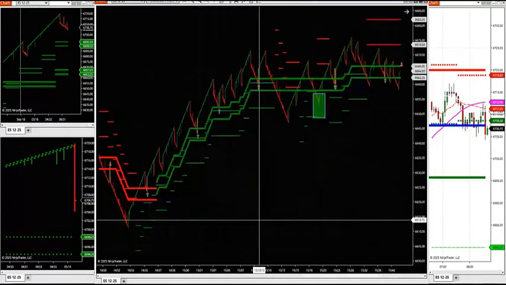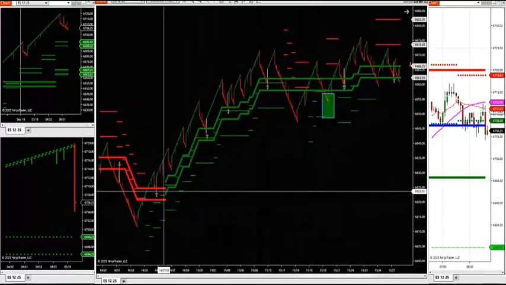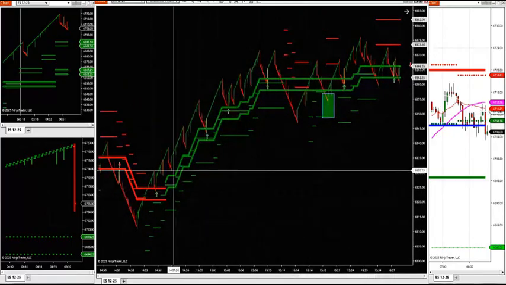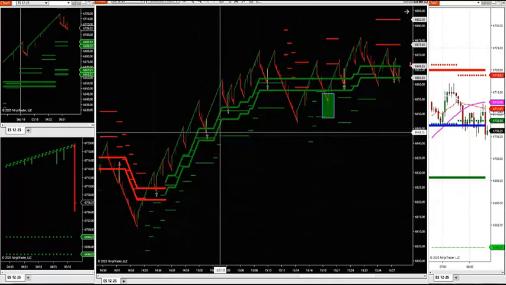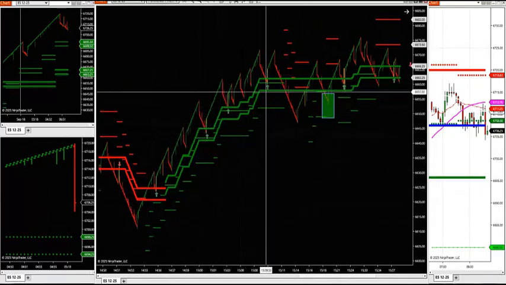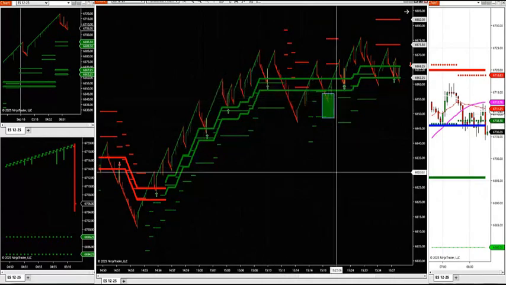The zones are key to finding reversal points. The key is the zones are not going to change. The zones are going to stay the same. It's your entry trigger that's going to change.